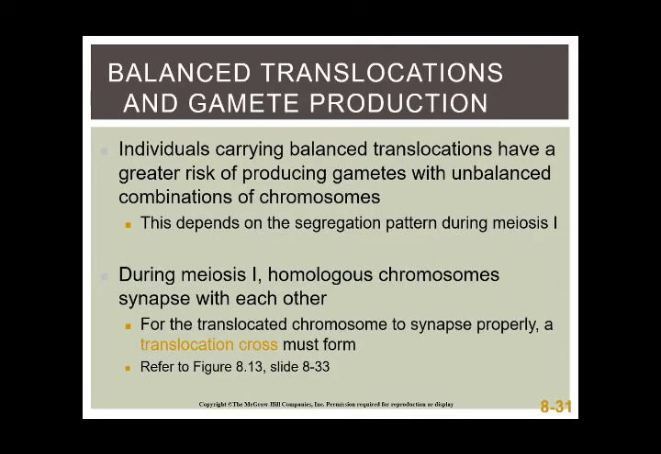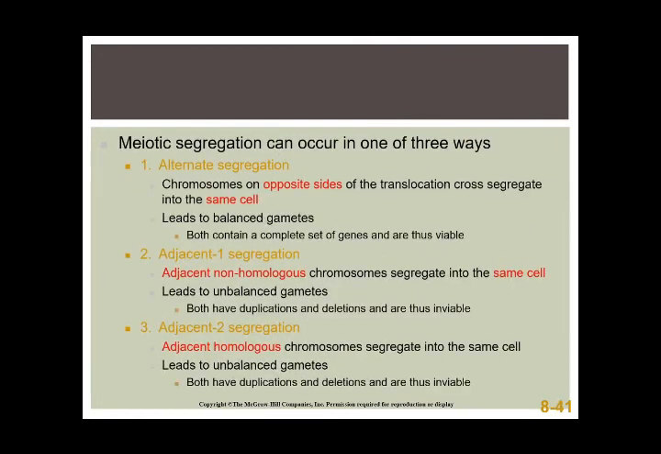Individuals carrying balanced translocations have a greater risk of producing gametes with unbalanced combinations of chromosomes. It depends on the segregation pattern during meiosis 1. During meiosis 1, homologous chromosomes synapse with each other. For translocated chromosomes to synapse properly, a translocation cross must form. The segregation can occur in one of 3 ways.